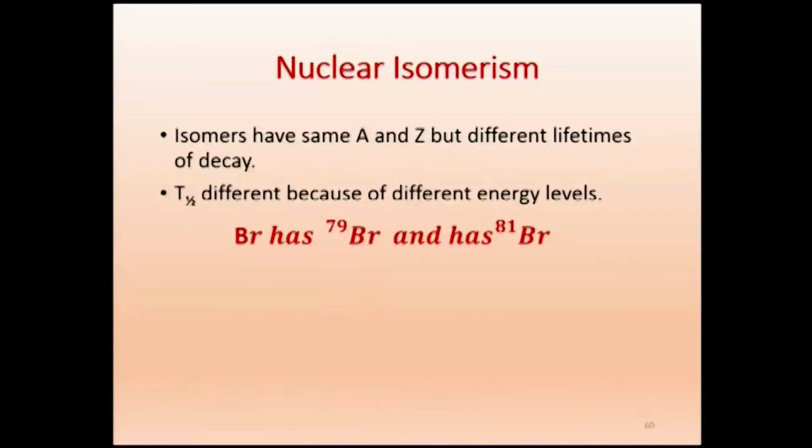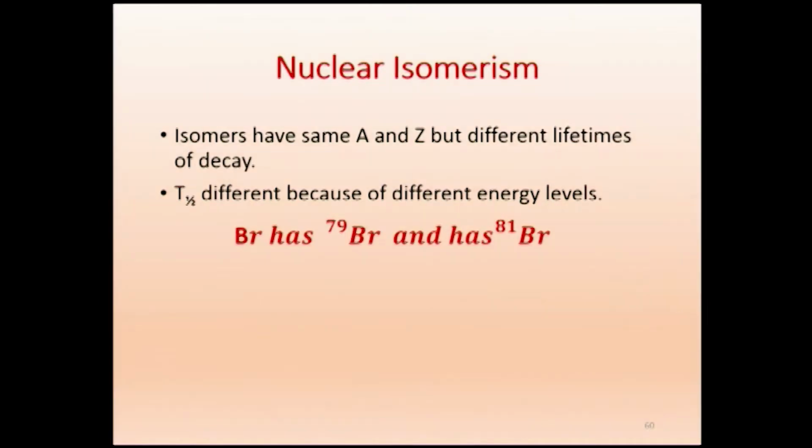But there are some nuclides or isotopes which exhibit two different lifetimes. For example, bromine has two different lifetimes. So, a nuclide having two different decay times is called an isomer. Isomers have the same A and Z, but different lifetimes of decay. The half life is different because of different energy levels. So, we have two different energy levels.